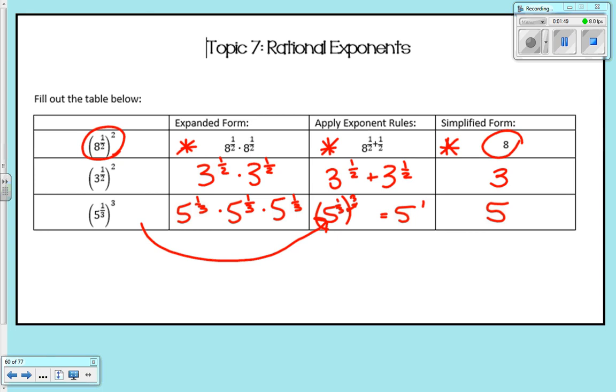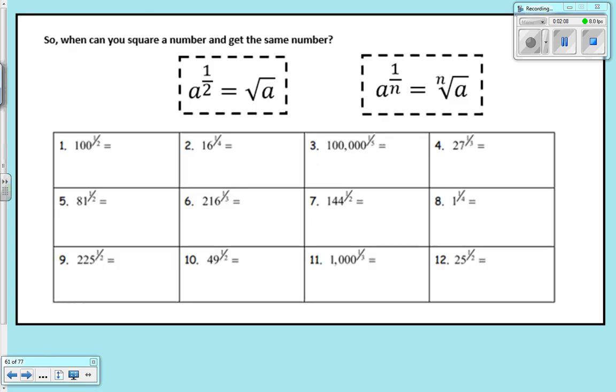So looking again at my first column over here, and my last column over here, what can we deduce about when you take an exponent that's a fraction and raise it to the opposite power, right? You just get the base. So let's expand that a little bit more. When can you square a number and get the same number? Okay, and you can kind of already see the answer as I'm turning to this page.